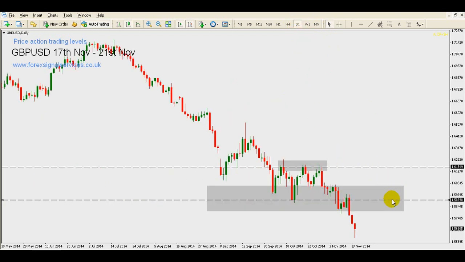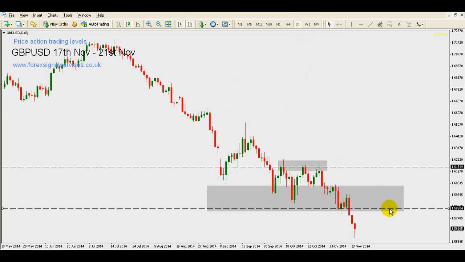On the daily, you got that supporting level just there that provided momentary support where it broke it here. So I would look to go short on GBPUSD at 158.30.